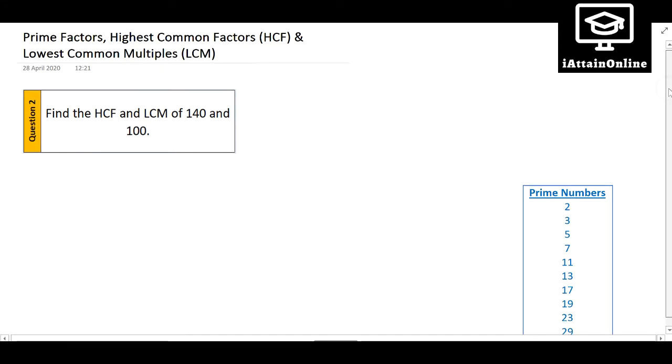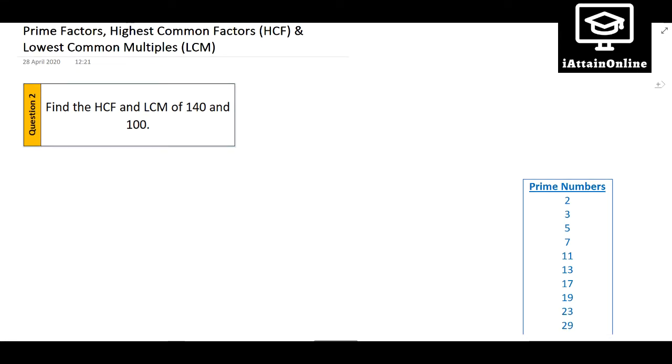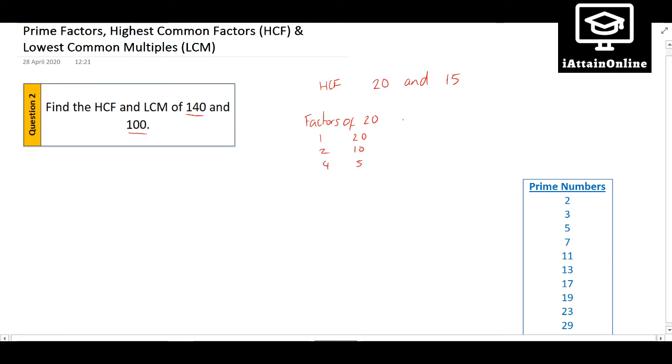Next one is finding the highest common factor and lowest common multiple of two numbers. If these numbers were nice and low, let's say I had, for example, 20 and 15, and I asked you to find the highest common factor, what we could do is list the factors of 20. So factors of 20 come in pairs. So 1 and 20, 2 and 10, 4 and 5, and then I'm just going to write these out in order. 1, 2, 4, 5, 10 and 20.